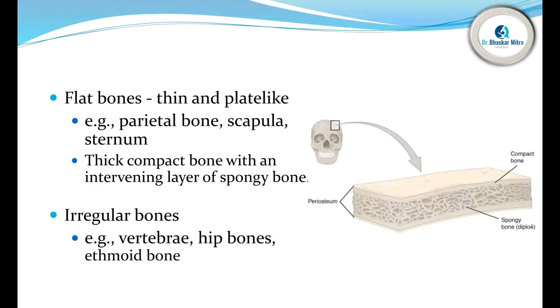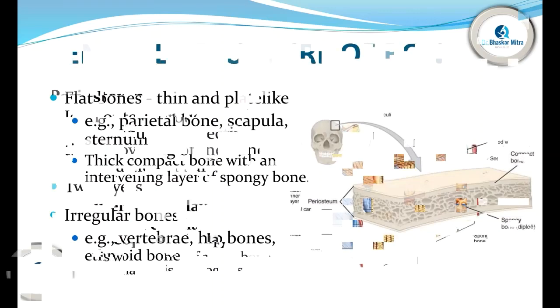The most important part, flat bone. The anatomy I discussed previously was of a long bone where there is a medullary cavity. In the flat bone there are two areas, that is the compact bone on either side of the bone and in between there is spongy cancellous bone. Then come the irregular bones. From the shape, the vertebra, the hip bones, the ethmoid bones, these are the irregular bones.